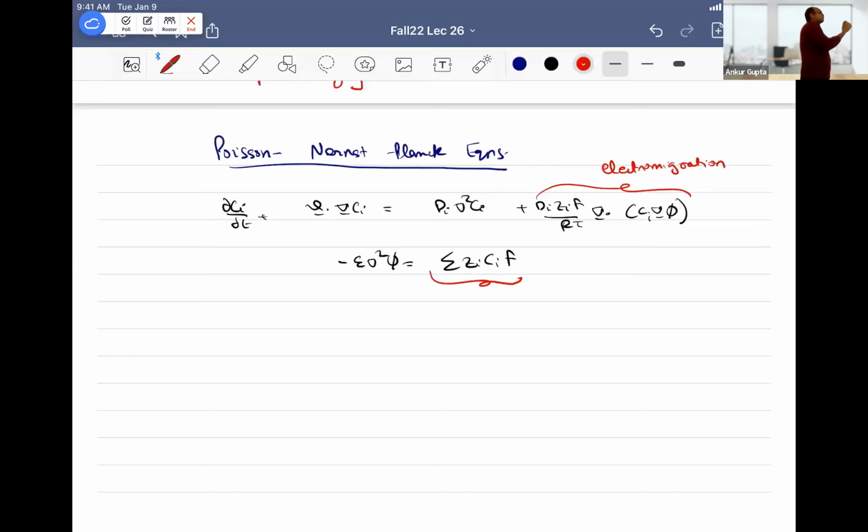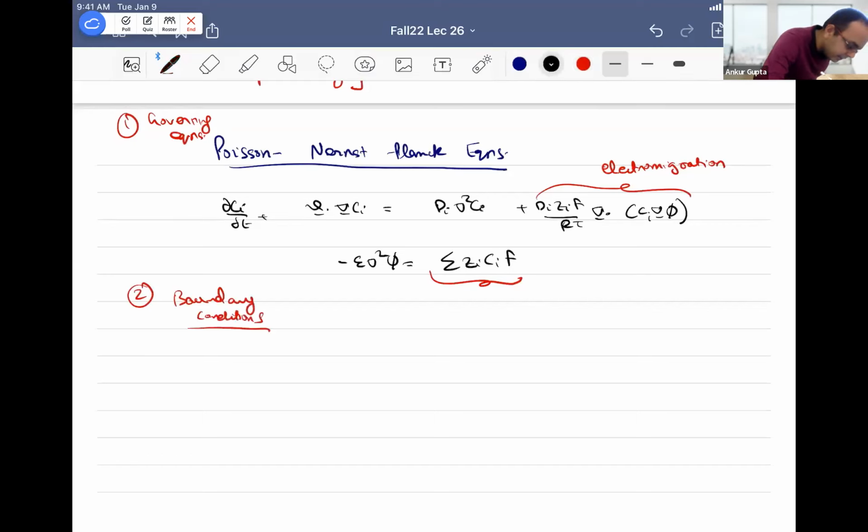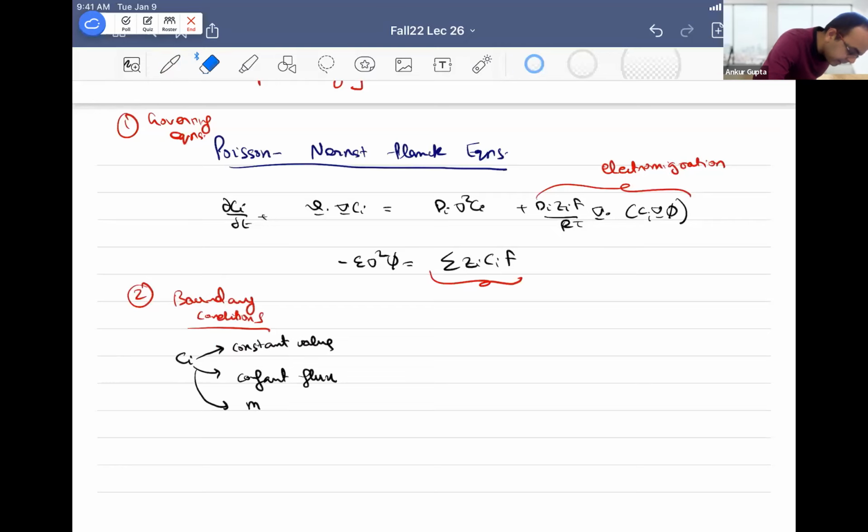All right. Are we done now, or do you think we are still missing something? We have the set of governing equations, but we need boundary conditions. So the governing equations are set, and you need the boundary conditions. I'll keep it simple. Remember that you had a constant value of concentration, constant flux, and then a mixed condition or the interfacial balance.